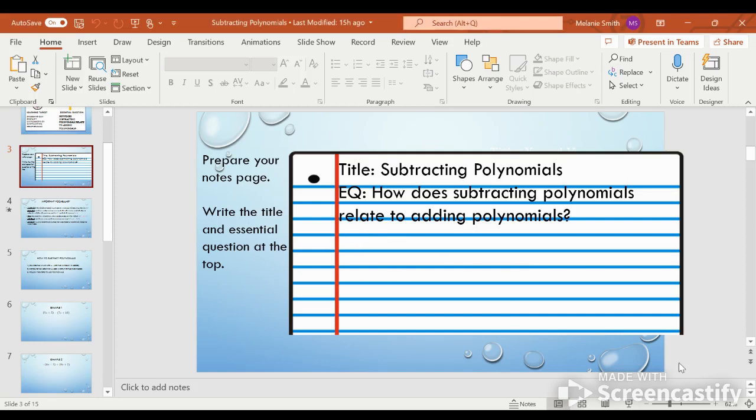Hey, so we are looking at how to subtract polynomials. So the title for our notes is Subtracting Polynomials, and our essential question: how does subtracting polynomials relate to adding polynomials? So when something relates, we have to think that there's probably some similarities between the two. There are definitely some things that are different, but if things are related, then there's something that they have in common.